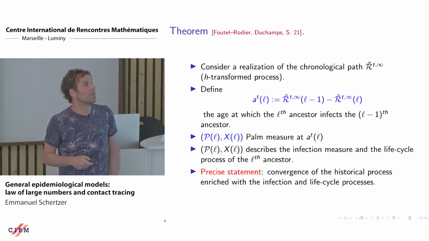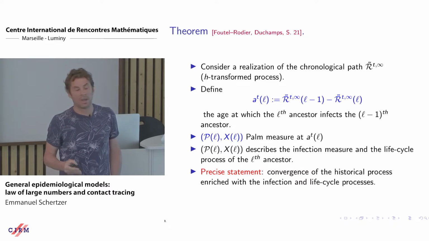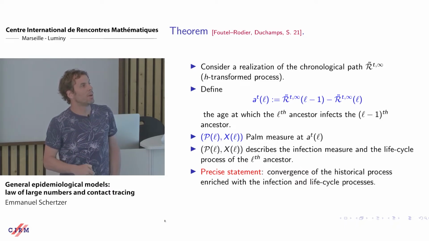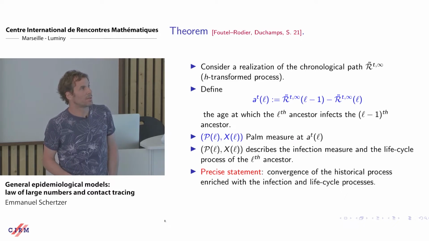If you know what a Palm measure is, here is how it works. You take the chronological path that I just described, which is defined by an age transform process. Then you look at the age of infection along the chain, which are defined by those A_l random variables. And so you take your chronological chain and you decorate it with the Palm measure associated to this pair of random variables at the location of the atoms. Okay, that's more or less it.